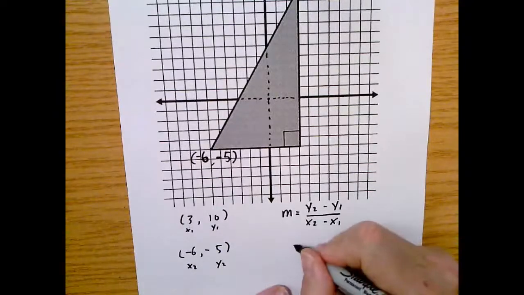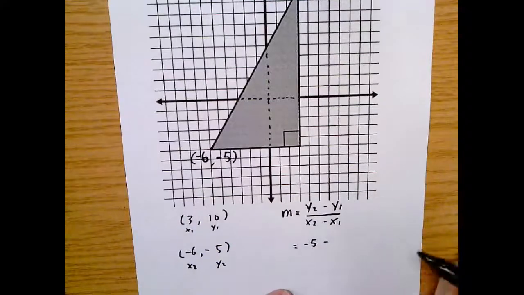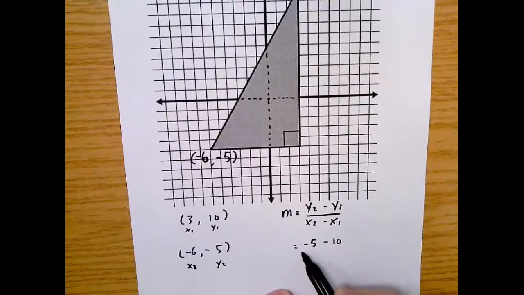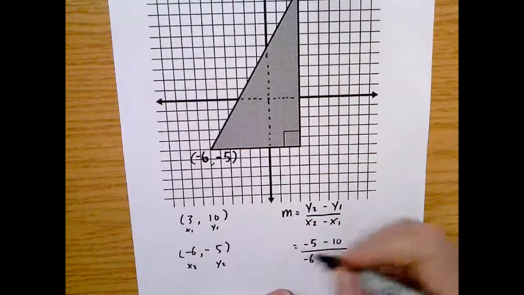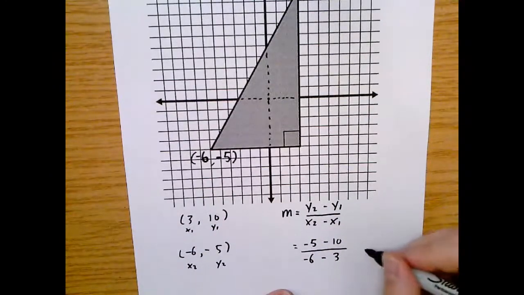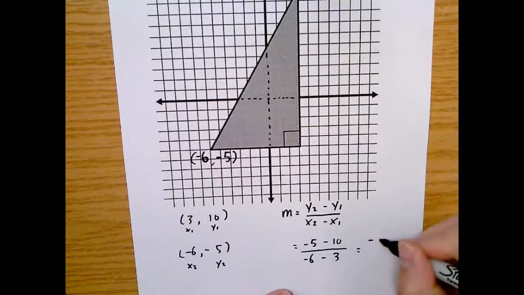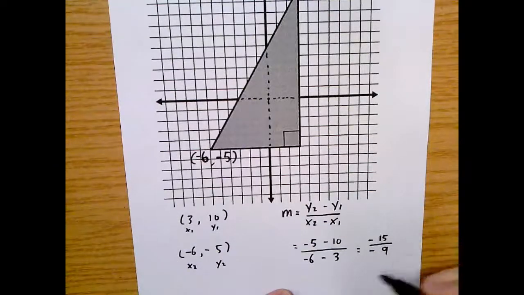Okay, here we go. So we just plug in. My y sub 2 is -5, and that's going to be minus my y sub 1, which is 10. So we have -5 minus 10. All that will be divided by my x sub 2, which is -6, minus 3. Okie dokie. Here we go. -5 minus 10 is -15. -6 minus 3 is -9. These two negatives actually divide out to become a positive.